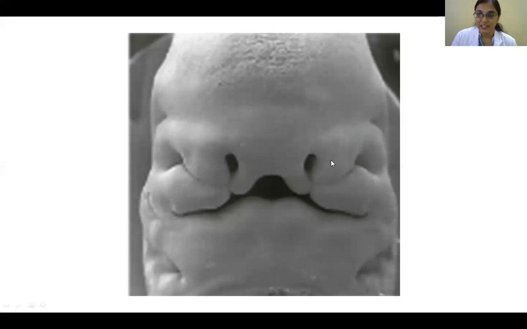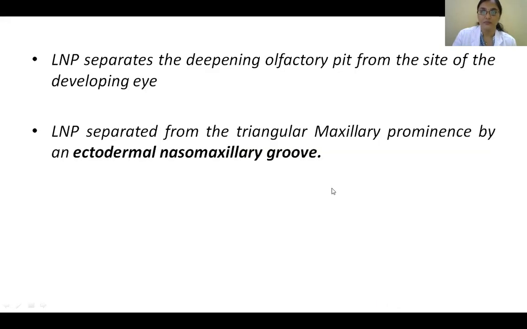So medial, lateral nasal process, maxillary process. Between medial and lateral in the lower parts, what you're finding here is the olfactory pit, which is sinking and going deep. And this lateral nasal process is separating the olfactory pit from the developing eye. Again, this is separated from the maxillary process by a groove, and the groove is named by these adjoining prominences. So nasomaxillary groove, and this is an ectodermal groove. The same is written here: an ectodermal nasomaxillary groove.